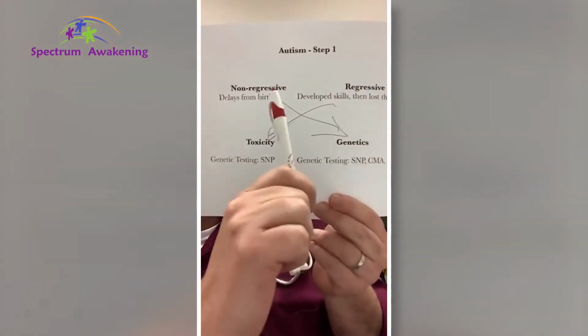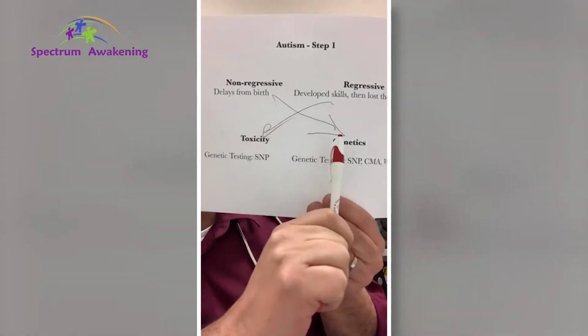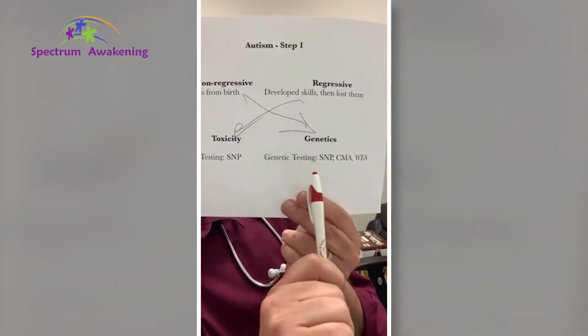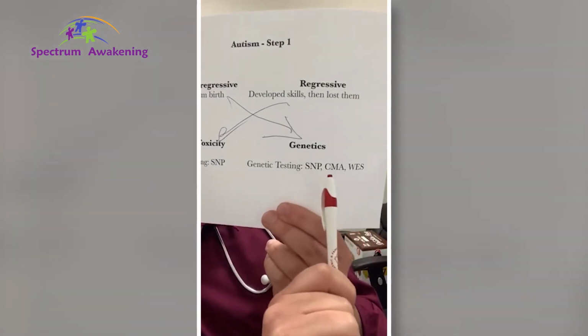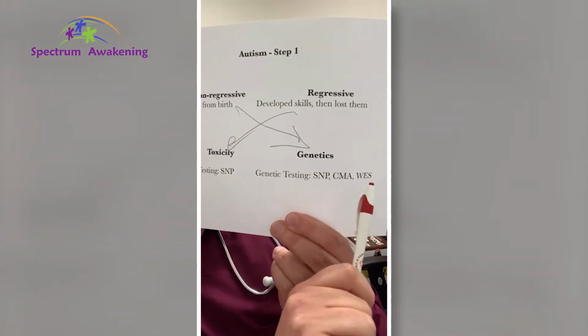All right, so if you have a non-regressive case, you've been delayed since birth, follow this arrow over here: you need serious genetic testing, okay? The genetic testing you definitely need are a chromosomal microarray, a CMA, and a whole exome sequence, a WES. Those two tests will analyze conventionally genetic conditions that cause developmental delays. And in my opinion, half of those are treatable, all right?